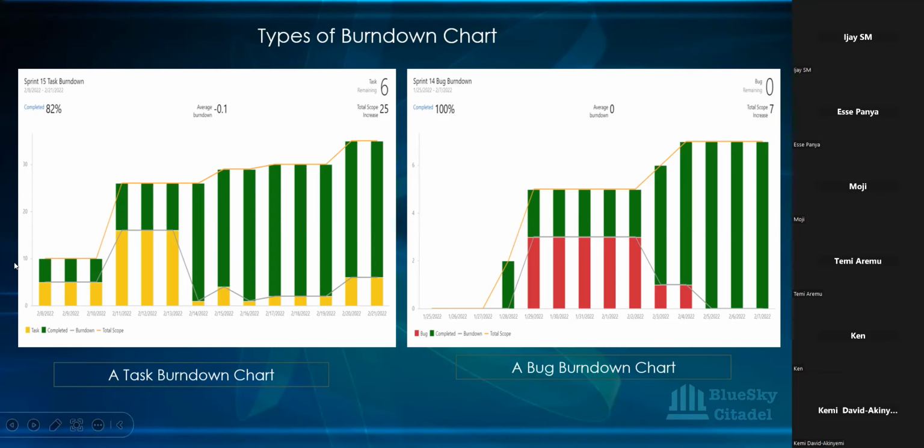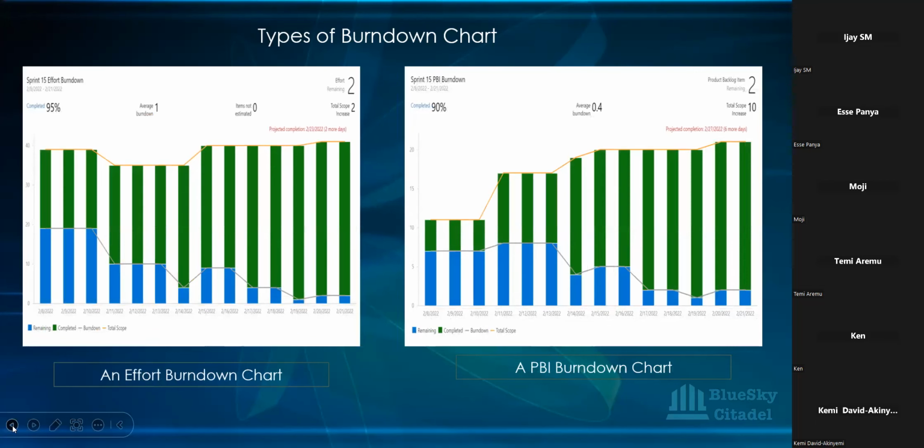Okay, any other questions? Can I go now? Yes. I saw in the effort burn down chart that the total scope increase was 2 days, while the projected completion is 2 more days. While for the product backlog it is 10 days. So how do you marry these two? Is it that they will not make it in 12 days, or I don't understand?